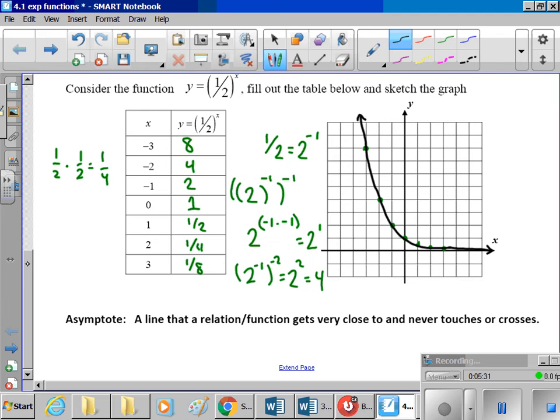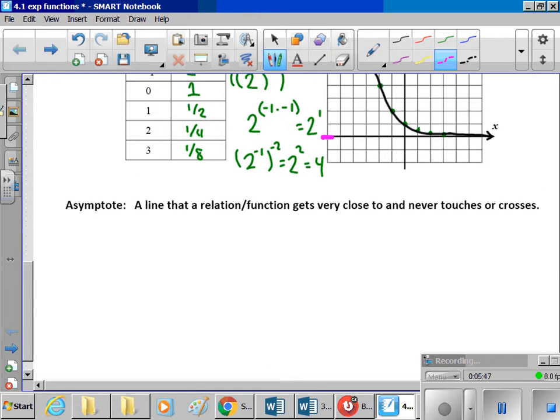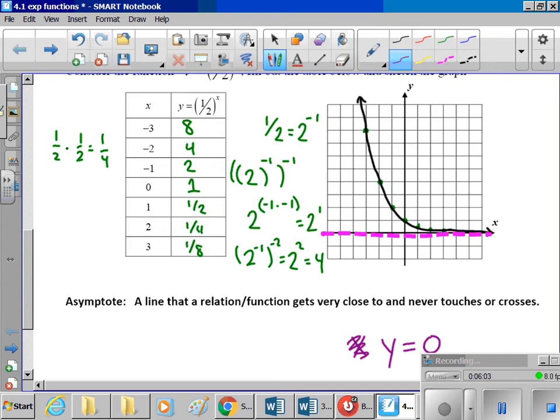Let's talk about asymptotes. So an asymptote is a line that a relation or function gets very close to, but never touches and never crosses. So our asymptote here is going to be at this pink line, which is y equals 0. Because if we look at both our graphs, the green one's closer, so I'm going to use the green one.